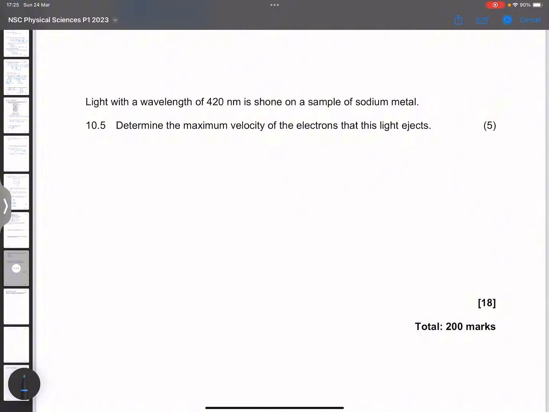Now they say to us light with a wavelength of 420 nanometers is shone on a sample of sodium metal. They say, determine the maximum velocity of the electrons that this light ejects. So in this case, we are using sodium, and we've got a wavelength of 420. So what we can do is find out the energy of the photon. That's hc over lambda.